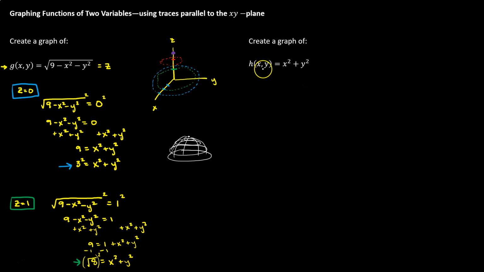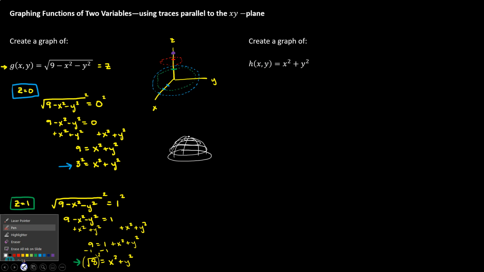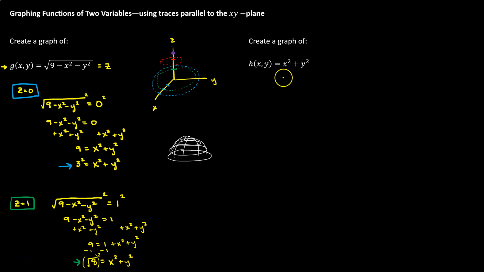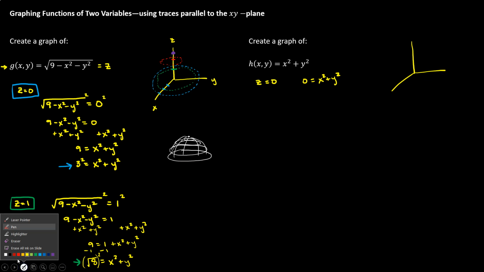Let's try another one. We have h of x, y, and that's defined by x squared plus y squared. So we're going to create a few of our traces by picking some plane parallel to the xy plane. We could pick z equals 0. That would give us 0 equals x squared plus y squared. The only x and y combination that satisfies this is a point. So we know that when z is equal to 0, we are at the point 0, 0, 0.